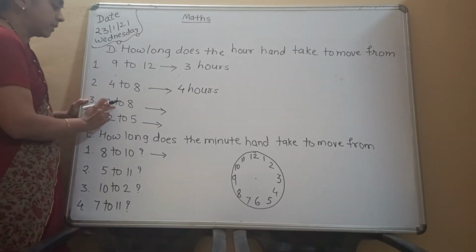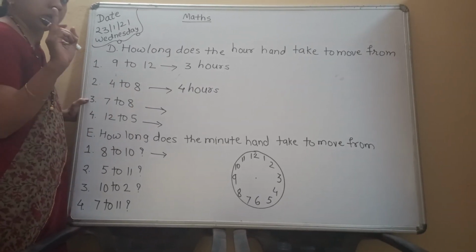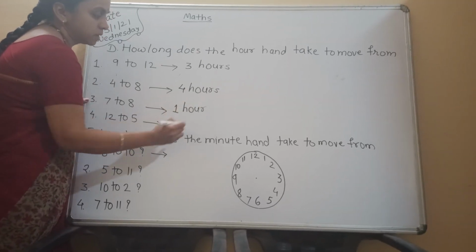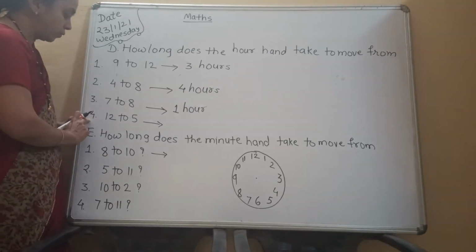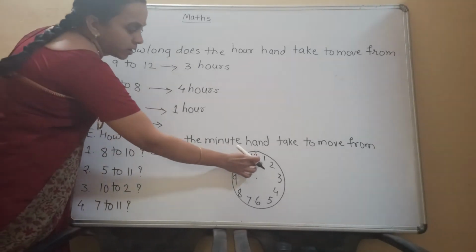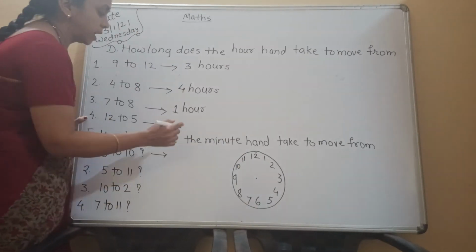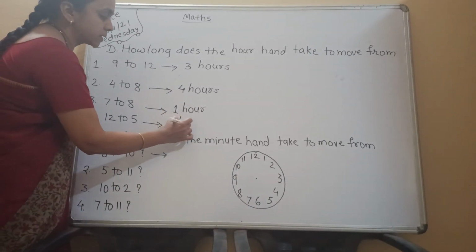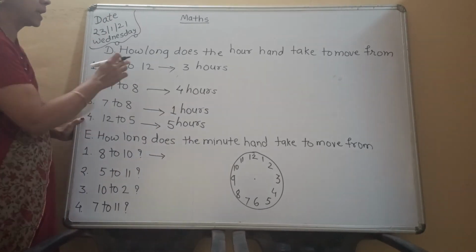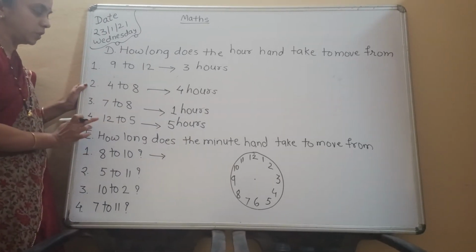Next is 7 to 8. 7 to 8 only 1 hour. 7 plus 1, 8. Fourth example is 12 to 5. 1, 2, 3, 4, 5. How many hours? 5 hours. So like this you write down in your textbook.